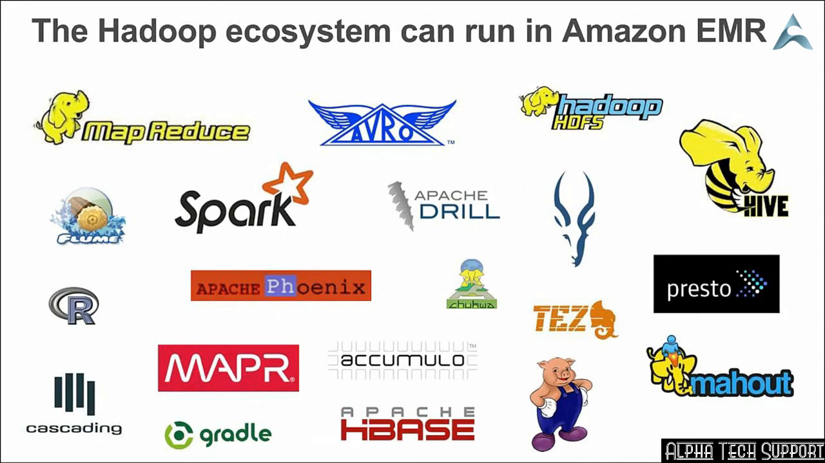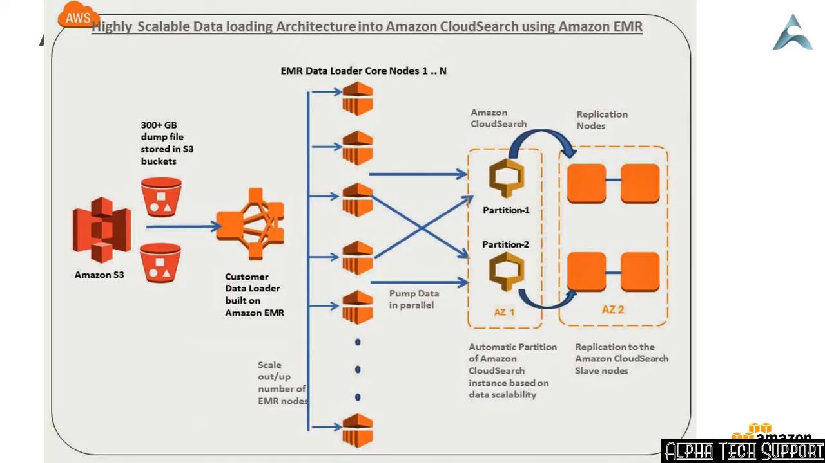This is another use case, a highly scalable data loading architecture into Amazon CloudSearch with EMR. We can create a data loading service which is highly scalable. For example, from the left side, we have Amazon S3, which contains buckets used by a load balancer to automatically balance or distribute the loads, which can be processed by independent EMR data loader nodes, which can be partitioned on CloudSearch, and replicated nodes can be created.